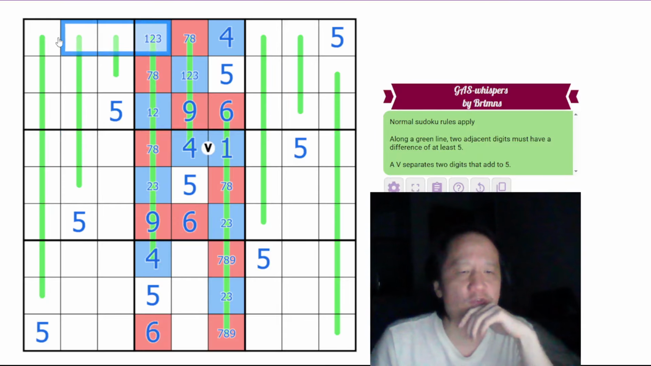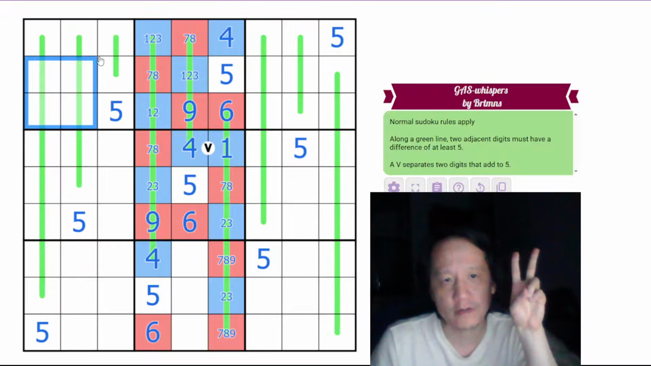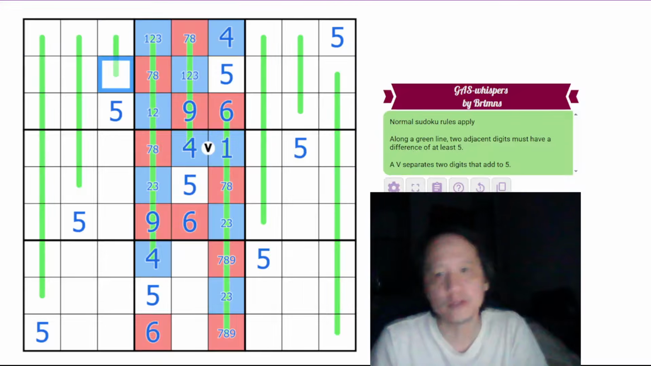Where is 4 in this upper left-hand box? It cannot be any of these digits because those are all next to 2 unique digits on a Whisper 5 line. Can't be here because of the 4 in the row, so it can only be here. So this is 4, which forces this to be a 9. So this is low, and this has to be high.